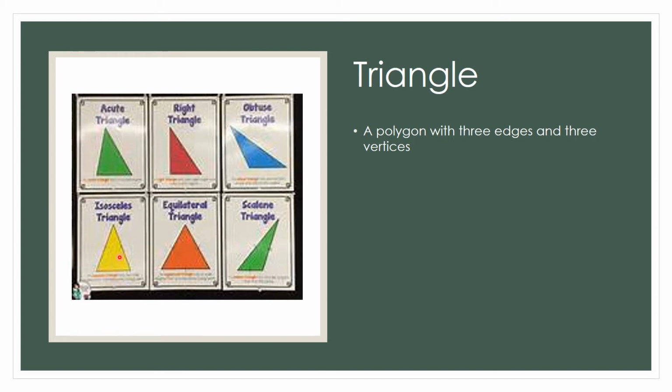Our isosceles triangle has 2 sides that are the same. The third side is not the same, but it has to have 2 sides the same to make it isosceles. Equilateral triangle, all of the sides are the same. And then our scalene triangle, where none of the sides are the same.